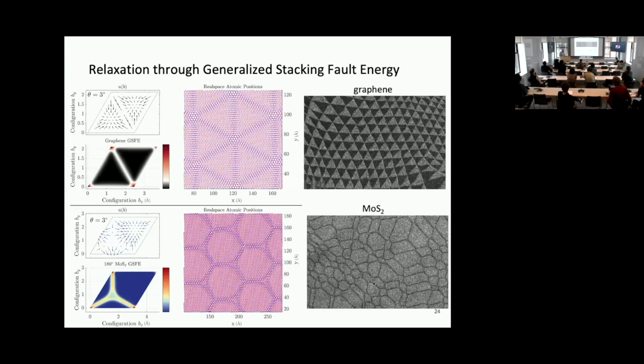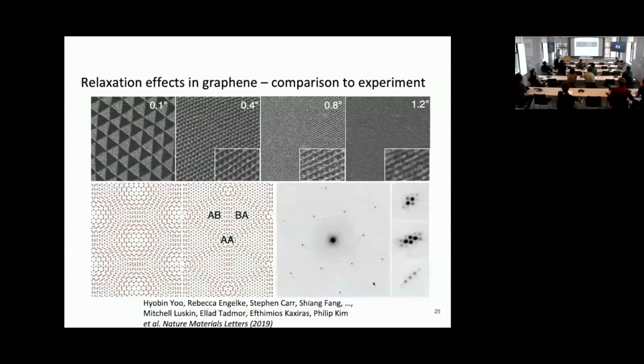Okay. And we have spent a lot of effort trying to make sure that what we are seeing really corresponds to experiment. These are experimental results from Philip Kim's group, and this is a work that we published a few years ago, looking at the diffraction patterns with the details of each spot in the diffraction and how those are very accurately predicted by the atomic structure that we find through this relaxation. So there's a very nice correspondence there.